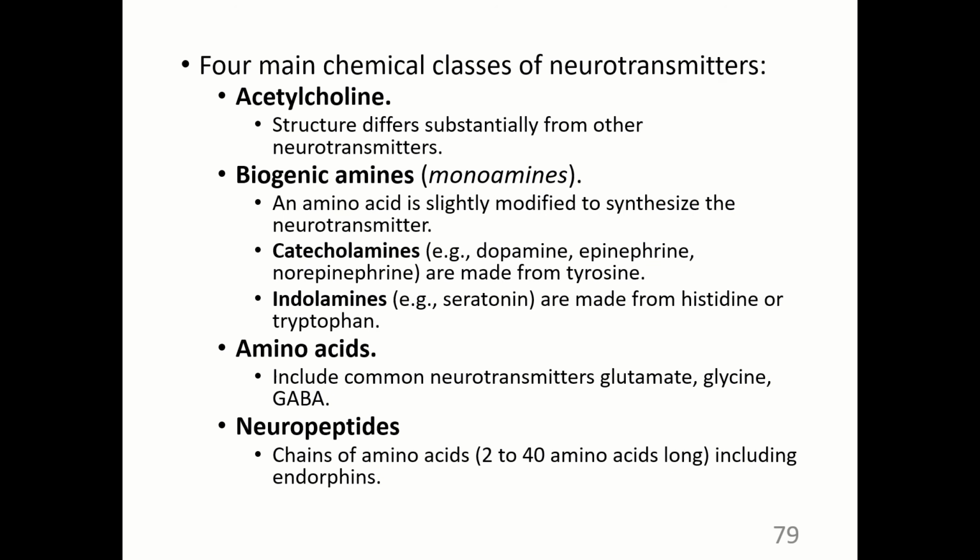Catecholamines are made from tyrosine and include dopamine, epinephrine, and norepinephrine. Indoleamines are made from tryptophan or histidine, and they include serotonin. Amino acids include common neurotransmitters such as glutamate, glycine, and GABA. Neuropeptides are chains of amino acids, 2 to 40 amino acids long, and include endorphins.